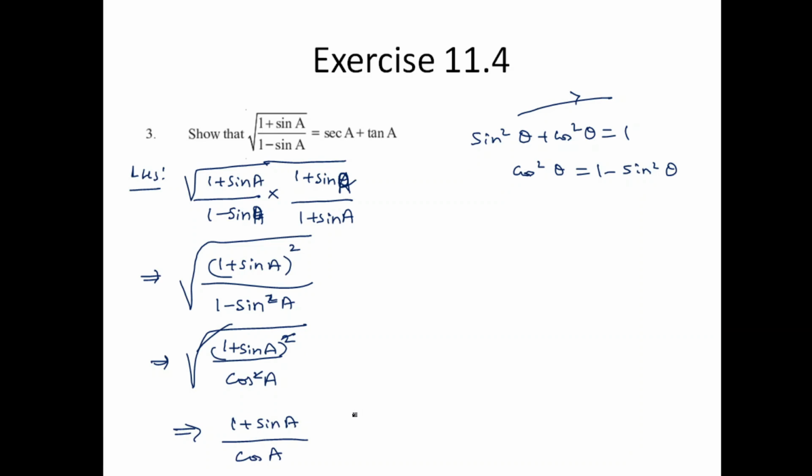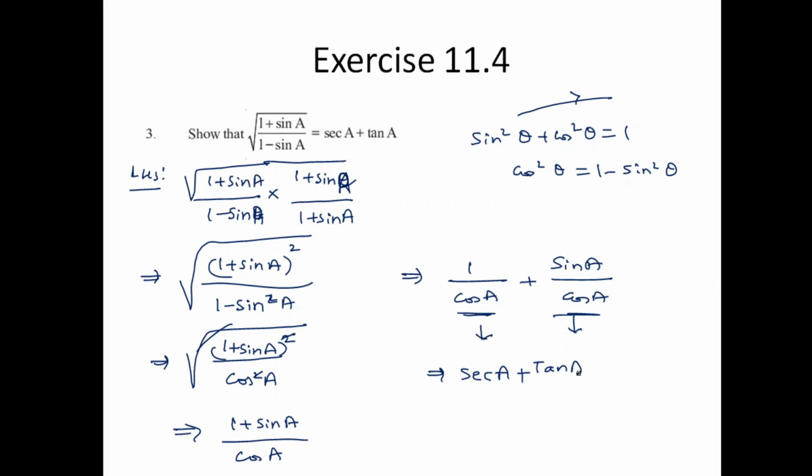Now how do I write these two here? I'm just separating these two. It means 1 by this can also be written as 1 by cos A plus sine A by cos A. If you remember this formula, this can also be written as secant A, and this can also be written as tan A. So this is your required RHS.